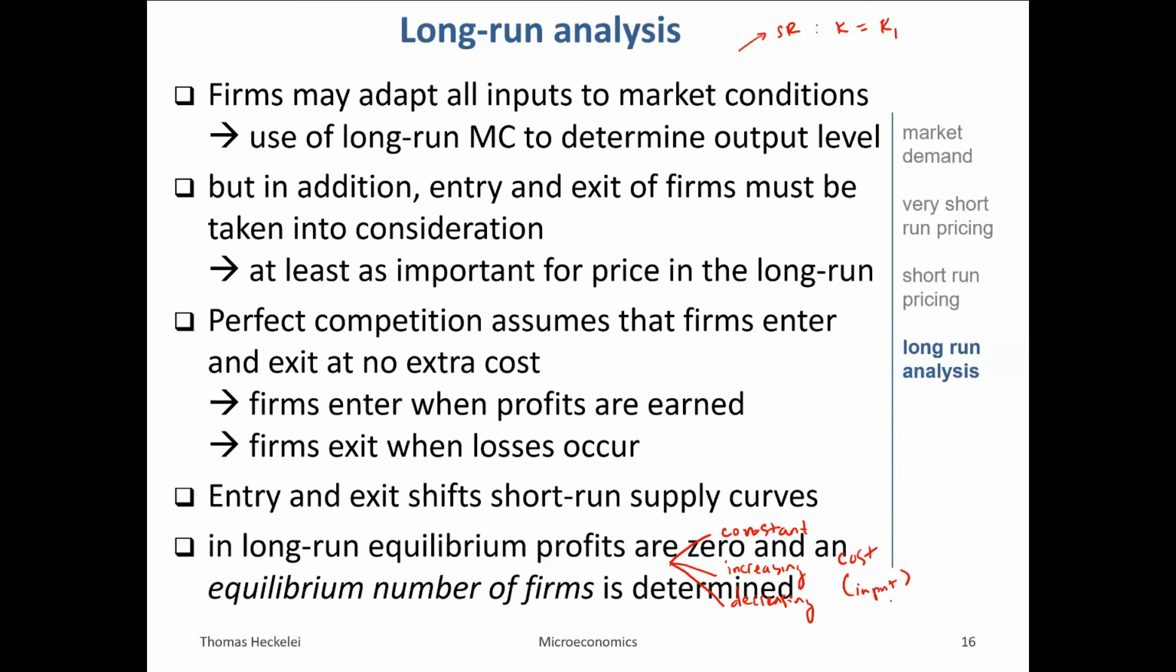Now, to repeat again, in long run equilibrium, profits are zero. Why? Because there are no incentives for firms either to enter or to exit the market. So there is an equilibrium number of firms at that long run equilibrium, together with the equilibrium price and equilibrium output quantity. These are the things that we're interested in knowing when we carry out long run analysis.